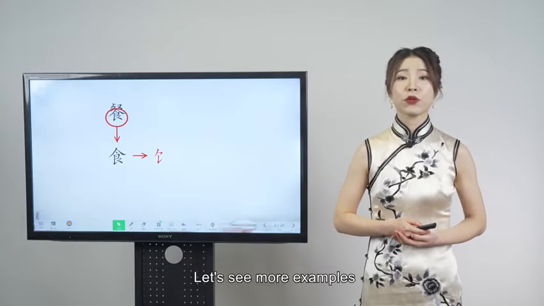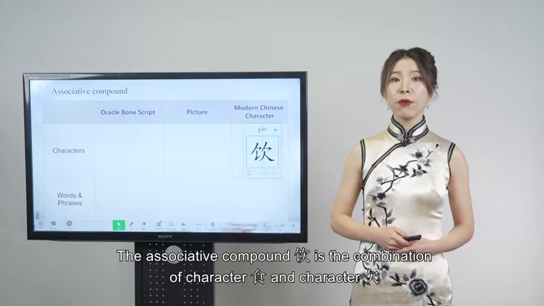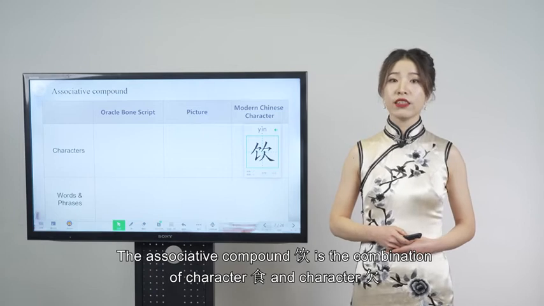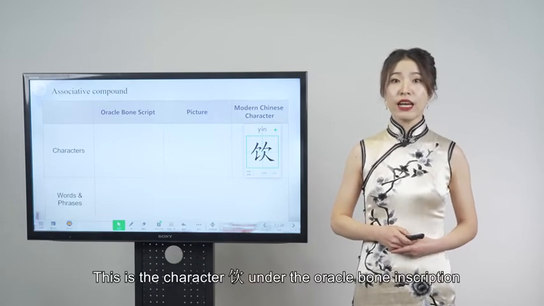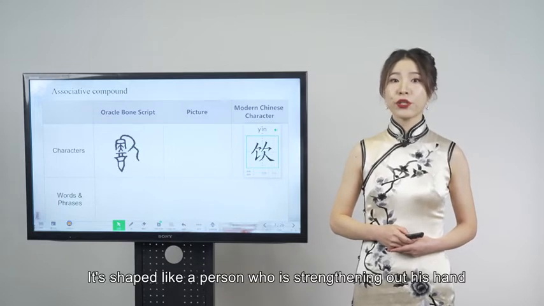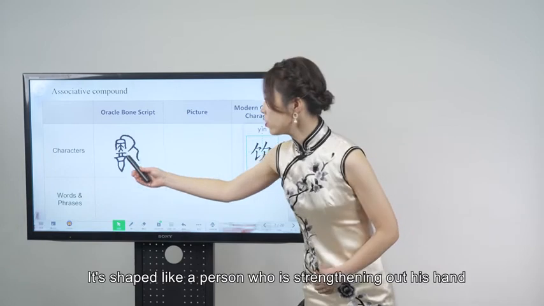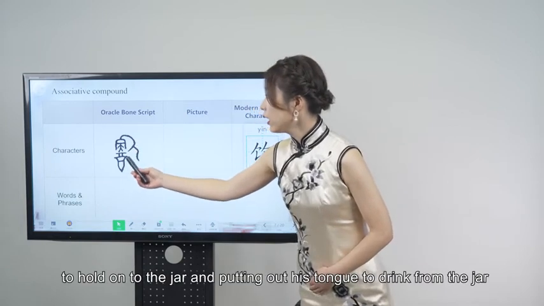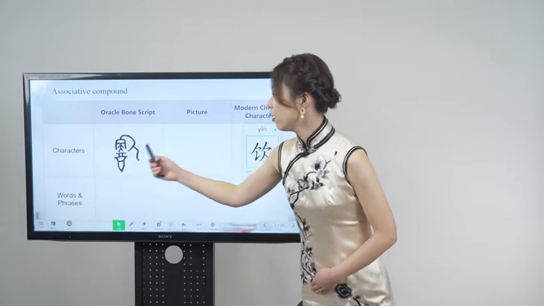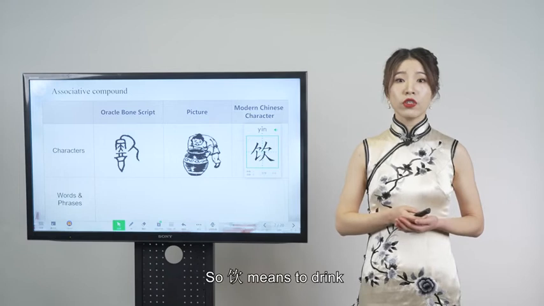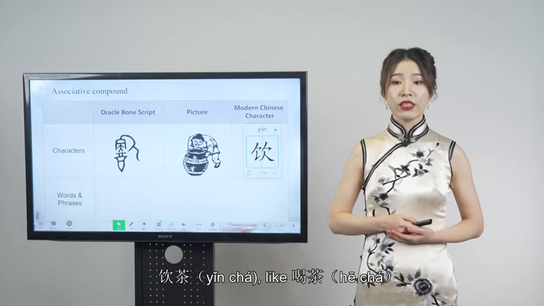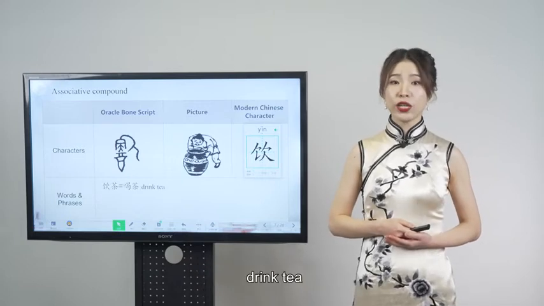Let's see more examples. The associative compound 饮 is the combination of character 食 and character 欠. This is the character 饮 under the oracle bone inscription. It's shaped like a person who is stretching out his hand to hold on to the jar and putting out his tongue to drink from the jar, like this. So 饮 means to drink. For example, 饮茶, like 喝茶, drink tea.